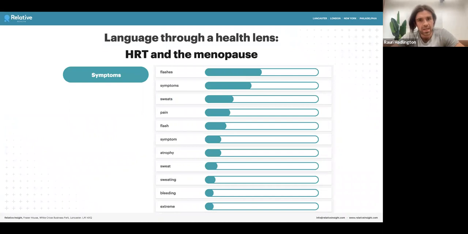One piece of work that we've done is looking at conversations around hormone replacement therapies and the menopause over time. And some of the words that you see in this list are words that you'll be unsurprised to see were used commonly around this topic. But obviously words like flashes or sweats or atrophy, even bleeding or extreme, they can mean different things in different contexts. Whereas by specifically looking at the English language through a healthcare lens, we understand that all of these things are related to symptoms. And so we can group those together and bucket them into a topic of symptoms and surface that to the user rather than relying on them having to sift through the data and surface those things for themselves.